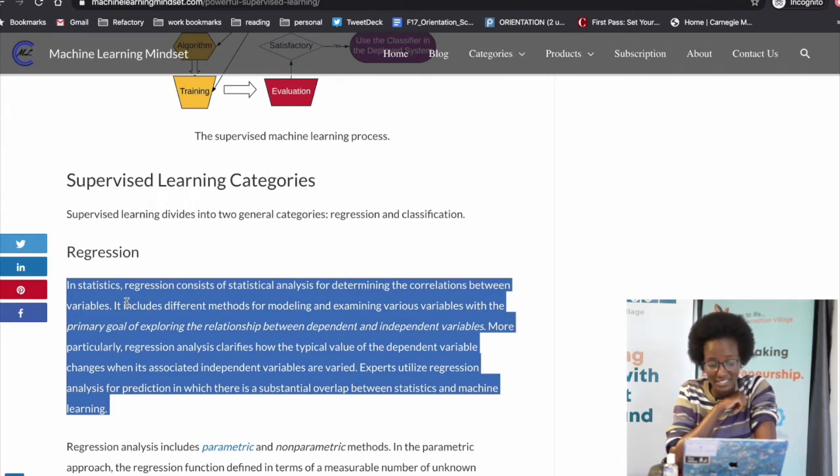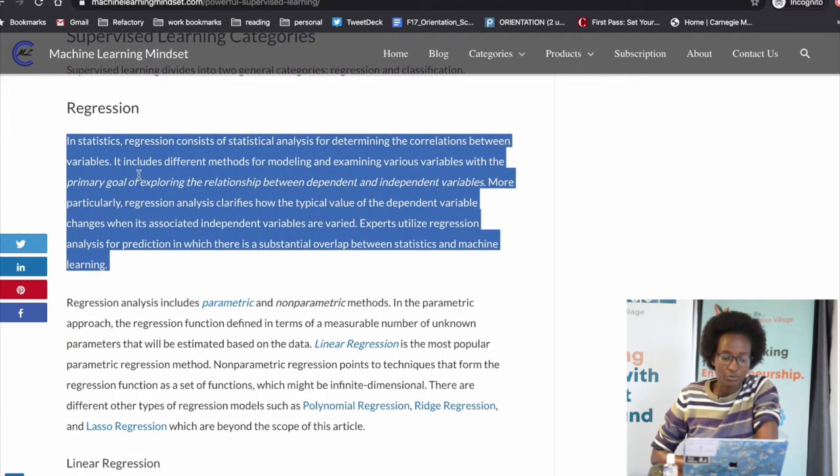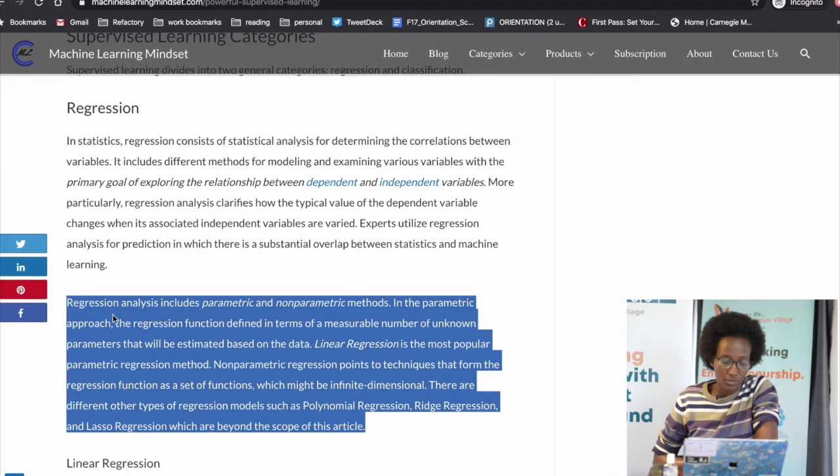Okay, so this is just like a statistical introduction to what really regression is, and it's a statistical method for analyzing or determining the correlations between variables. Basically, that is it. It's going to get simpler. But before we had seen regression, you use regression when your output, what you're trying to predict, is a continuous variable, like is numeric, in short. So regression analysis includes parametric and nonparametric methods.